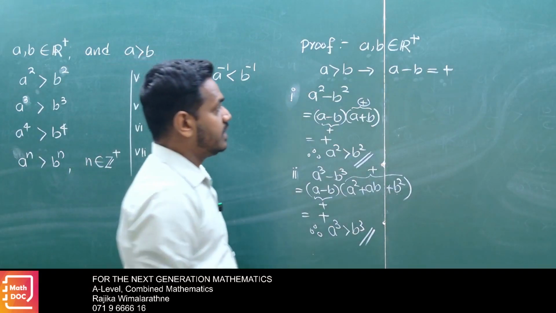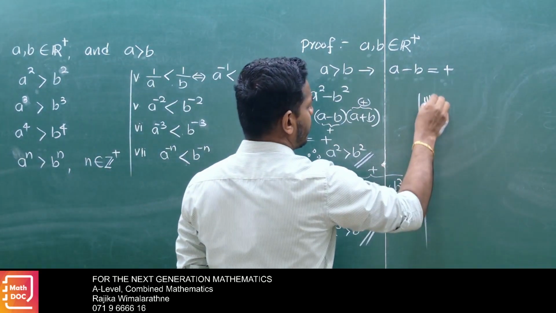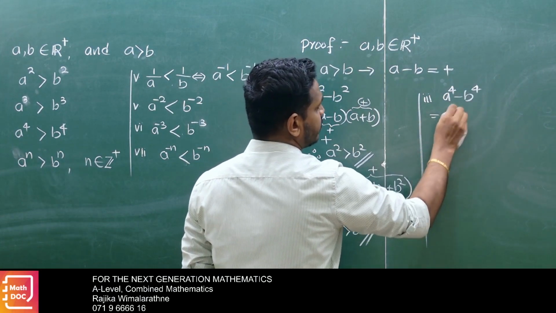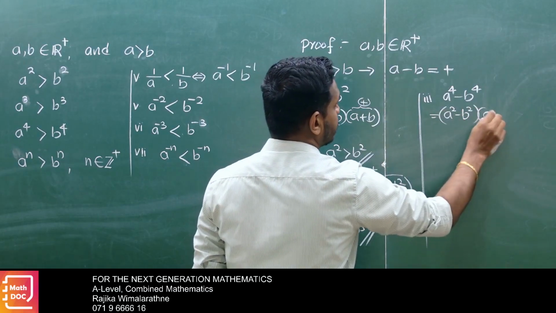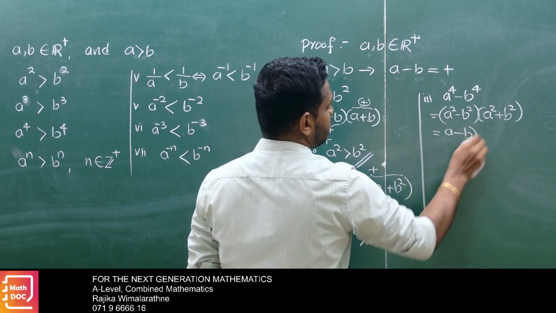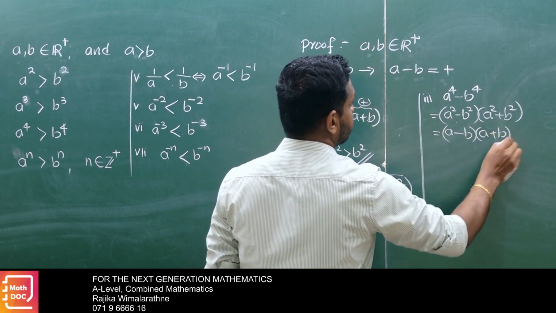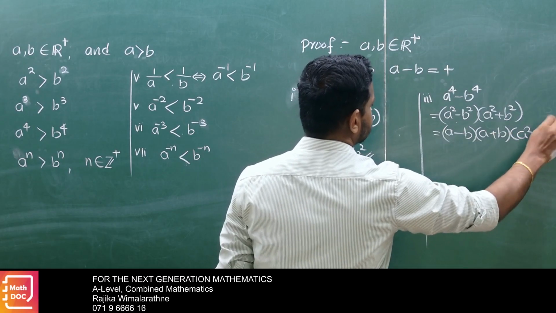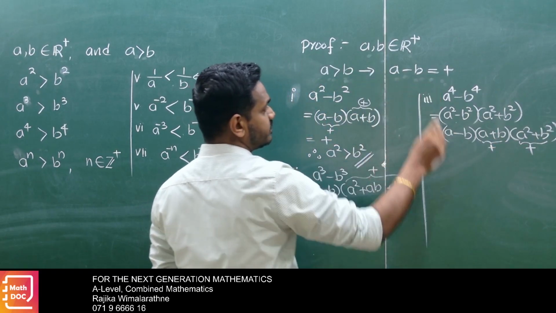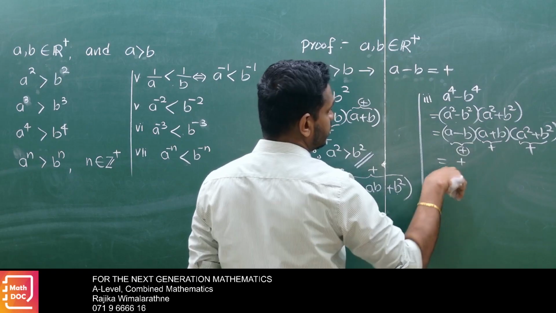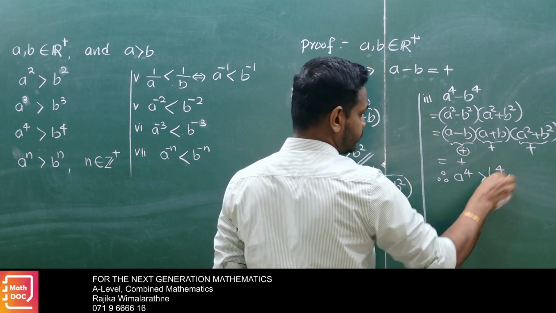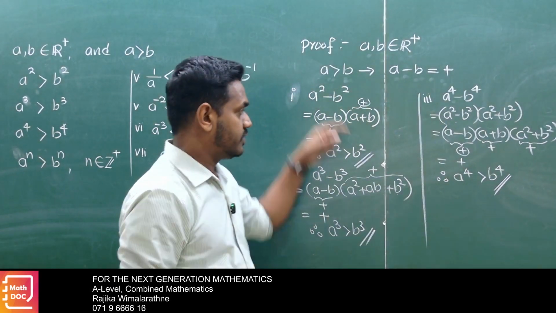Okay. Now let's move to the third one. A to the power 4 minus B to the power 4. Here we can factorize: A square minus B square, A square plus B square. Further we can factor A minus B, A plus B, A square plus B square. We know positive number addition is positive. Since A greater than B, A minus B is positive. Then the full relation is positive. So that positive means A to the power 4 greater than B to the power 4, no? Okay. Do those proofs.